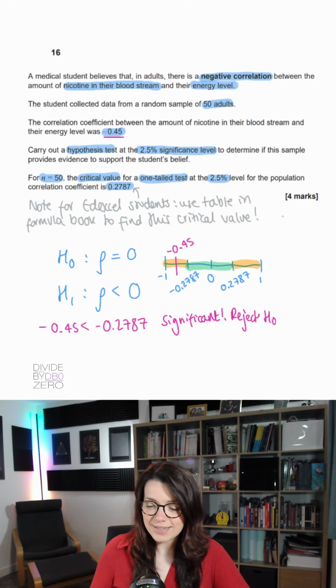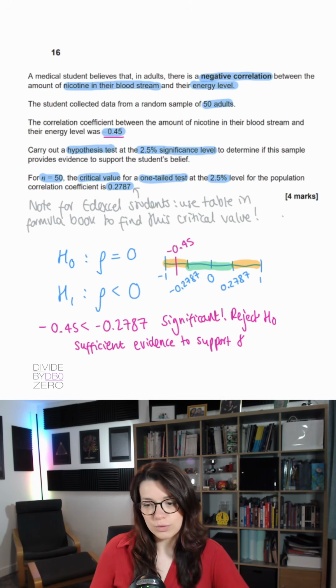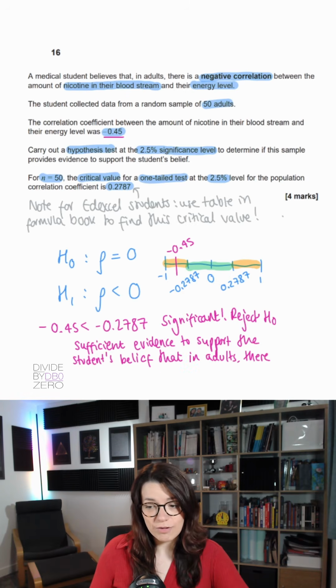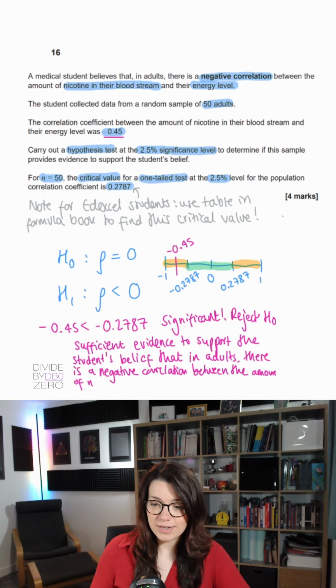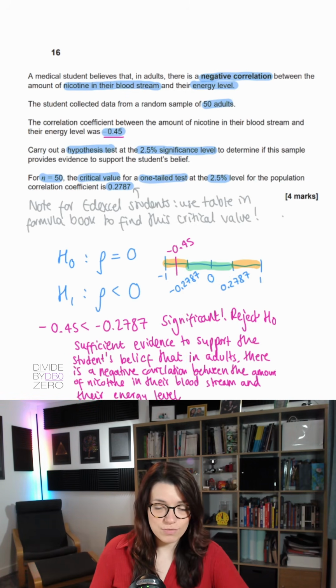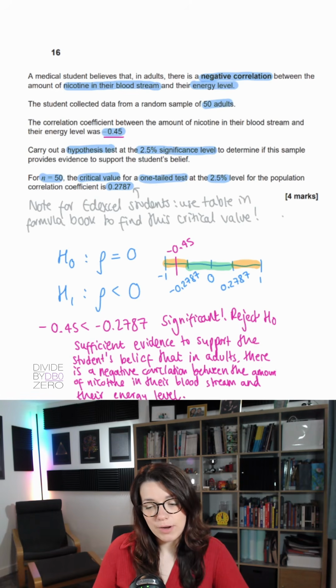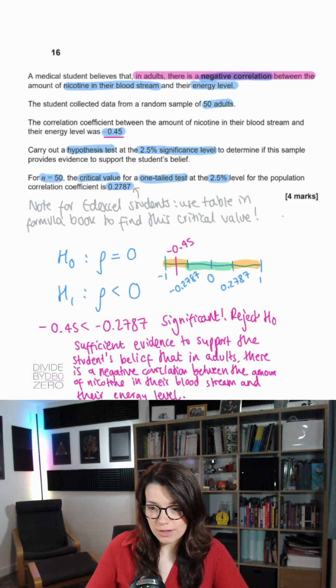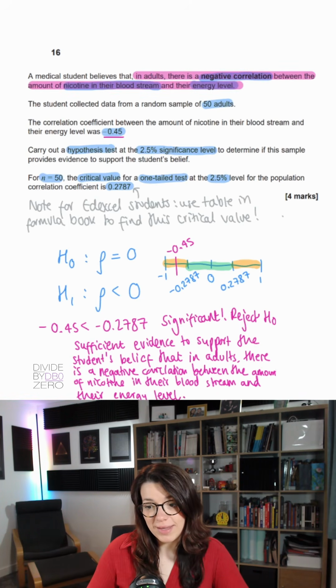In this case, we could say something like: sufficient evidence to support the student's belief that in adults there is a negative correlation between the amount of nicotine in their bloodstream and their energy level. Note that for that conclusion statement, I basically just copied the wording of what was in the original question. I'd recommend that you do the same.